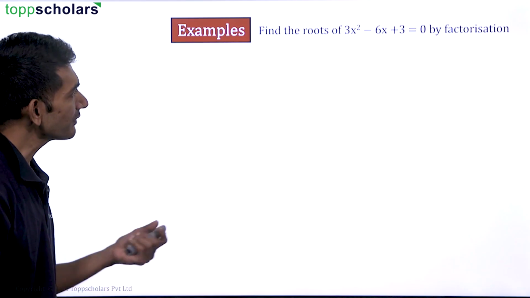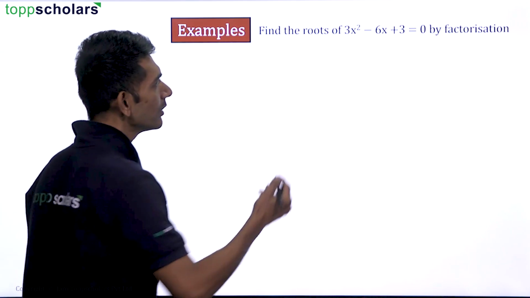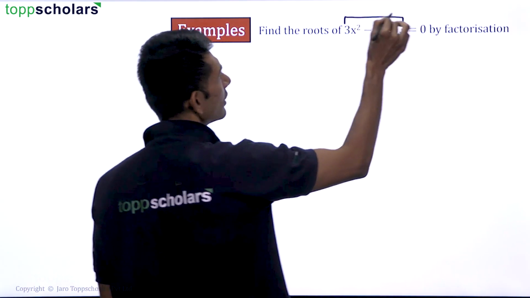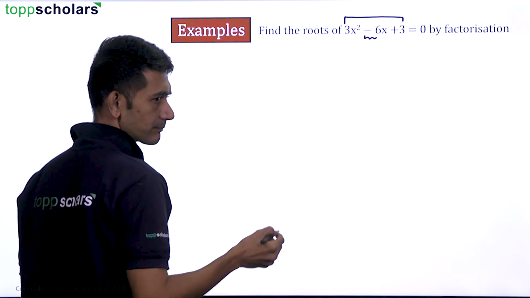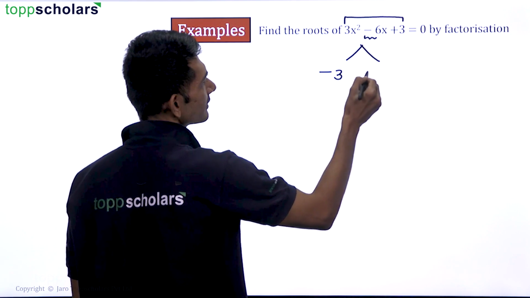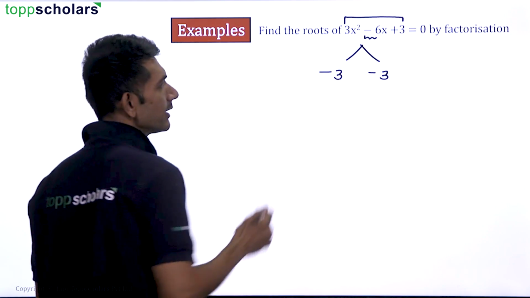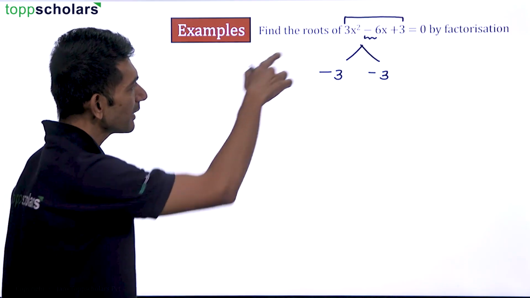So the next question says find the roots of the quadratic equation. Again a similar question, 3x square minus 6x plus 3 is equal to 0. So 3 into 3 is how much? 3 into 3 is 9. The middle term is minus 6. So can we split it as minus 3 and minus 3? Minus 3 minus 3 is minus 6 and minus 3 into minus 3 is plus 9.